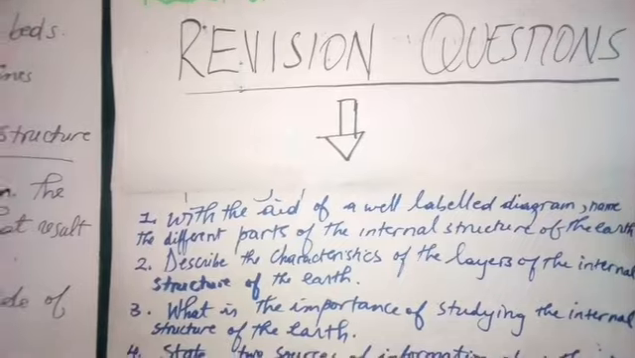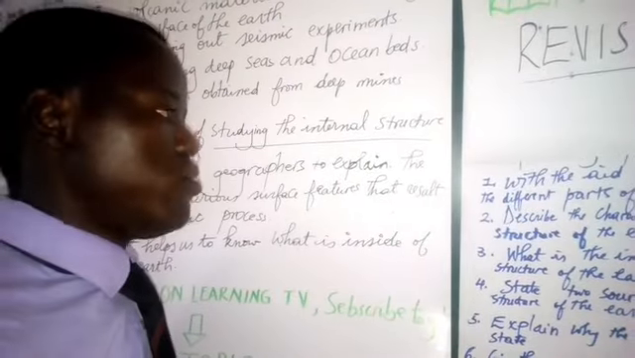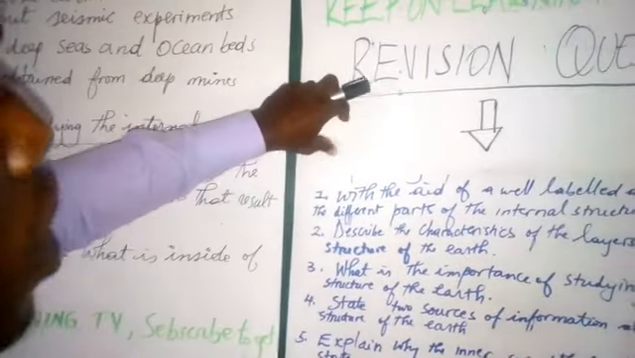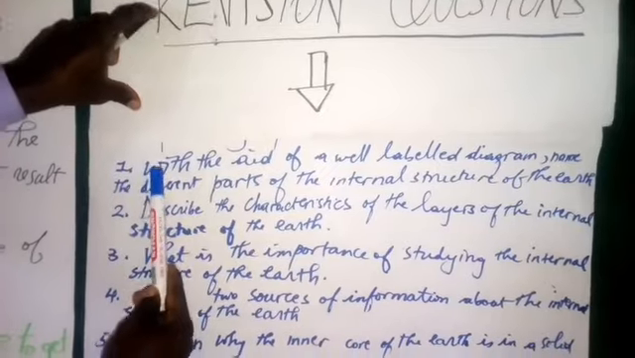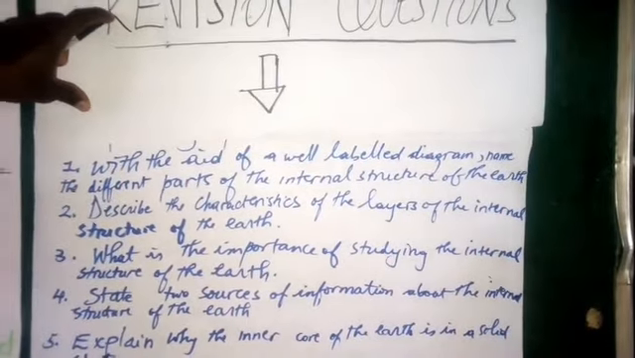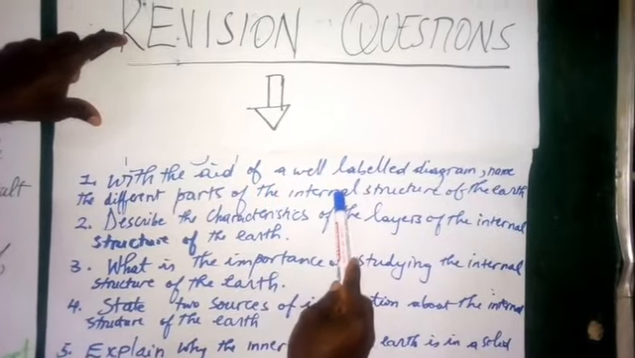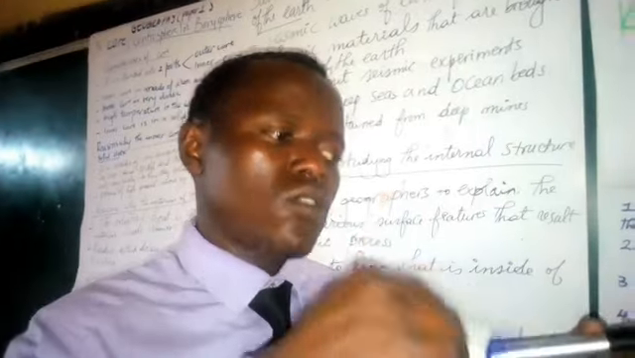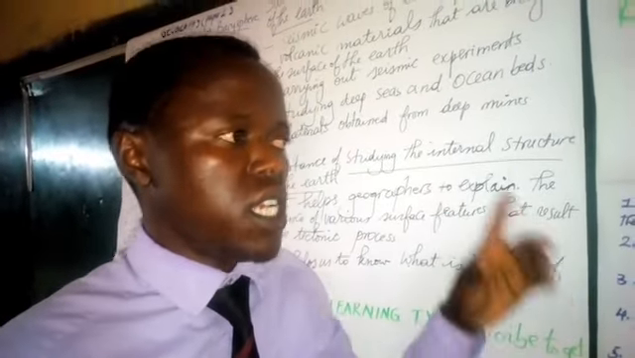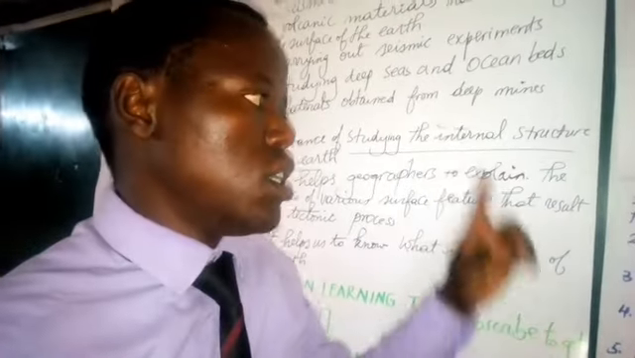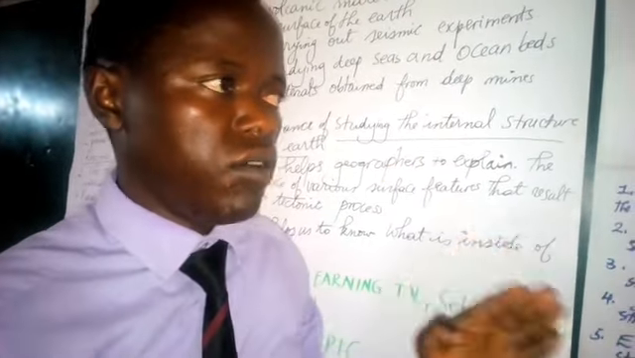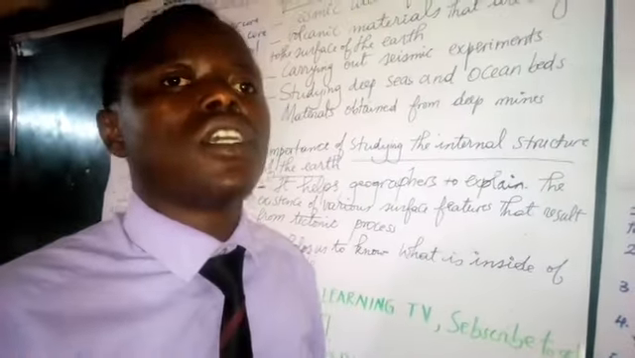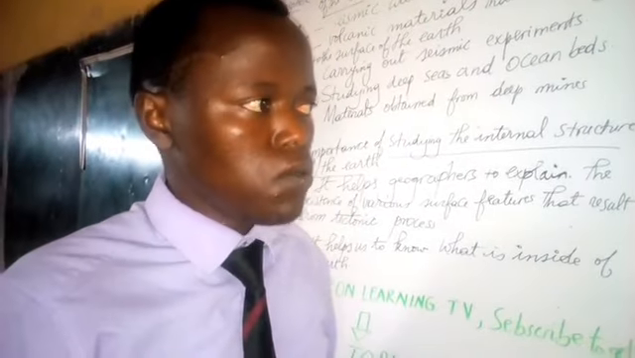This revision question is going to cover what we studied previously about the internal structure of the earth. Question number 1. With the aid of a well-elaborated diagram, name the different parts of the internal structure of the earth. Meaning that we shall draw the diagram showing all the layers of the internal structure of the earth, and we put the names. You remember the names?